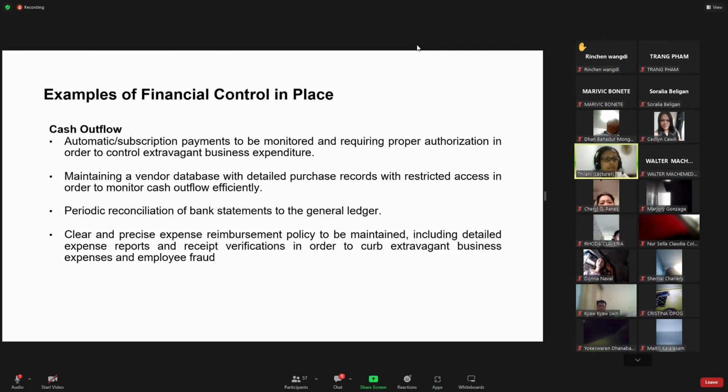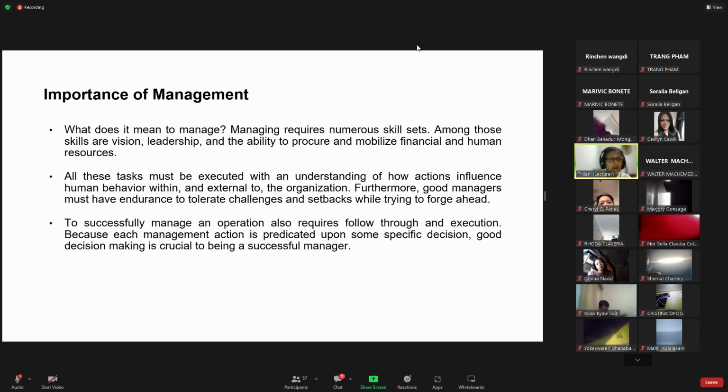Also cash outflows. Similarly, what are the funds which are leaving the company, right? Do you have any subscription payments? You need to monitor them. You do have a vendor database, right? With all the purchase details, because otherwise if you don't have a record of it, sometimes you might end up not making the payments on time, and that's going to be bad for your cash stability. You might have to speak to banks and go for reconciliation to the ledger, then have clear, precise expense reimbursement policies. All those you need to do while you're taking this into control.